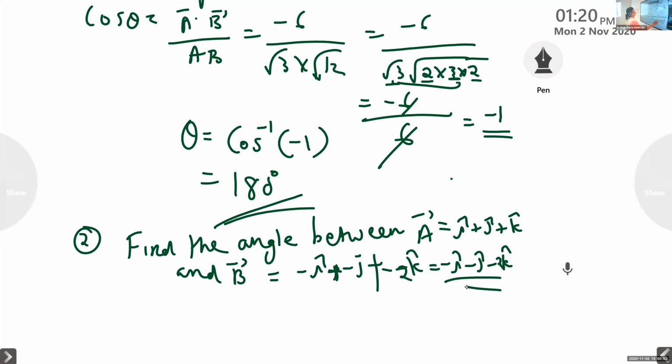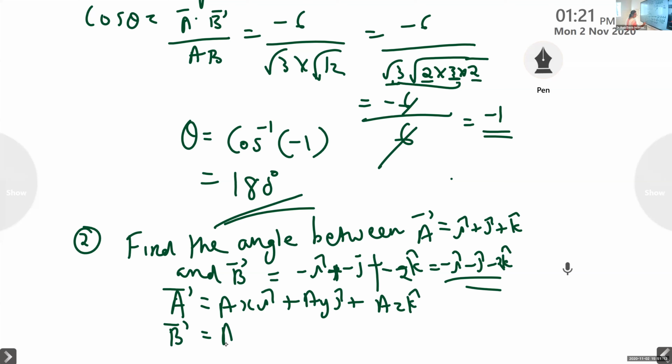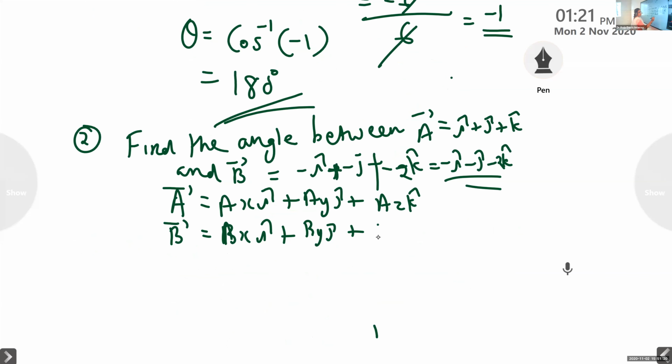So will you all do it, or do I have to make you do it? You will do. What's the first step? Resolve the components. So write the components. First step: Ax i plus Ay j plus Az k. Vector B: Bx i, actually we already did, so we can directly go to the last one, Bz k. Next, what do we do? A dot B.